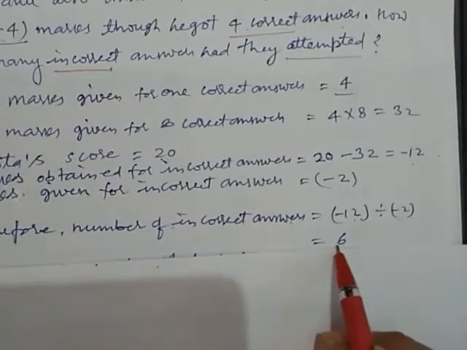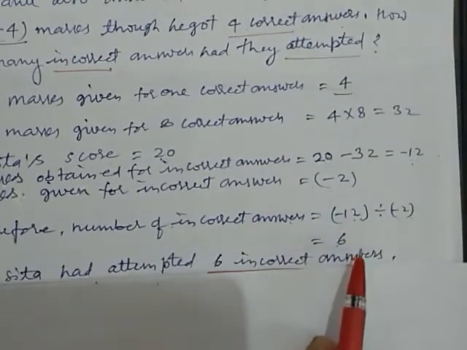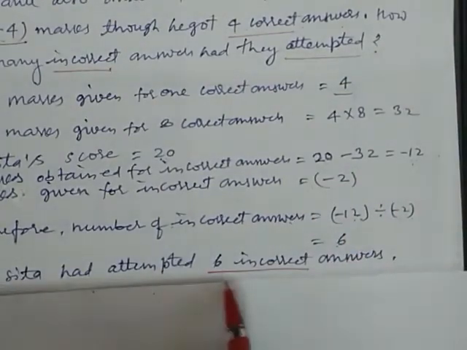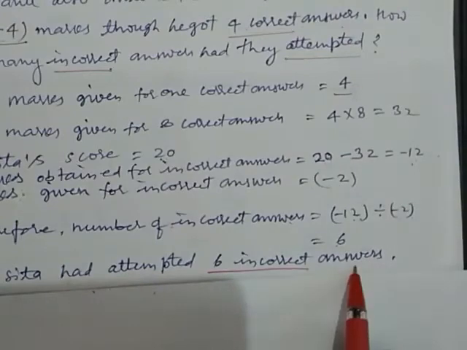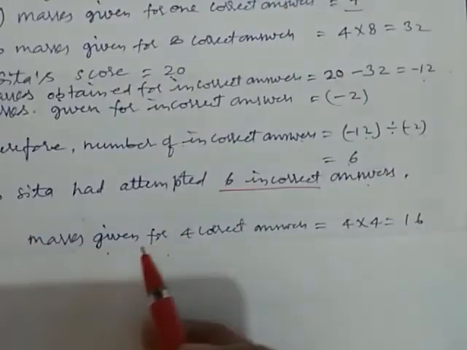So we get 6. So 6 incorrect answers he attempted. So Sita had attempted 6 incorrect answers. This is the result. Now we calculate for Tanu.